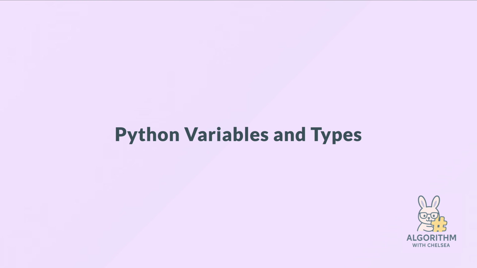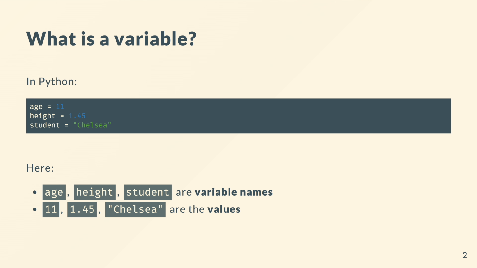Today we will learn about variables and types in Python. Variables are like labeled boxes that store information, and types tell us what kind of information is inside. Let's begin. What is a variable?